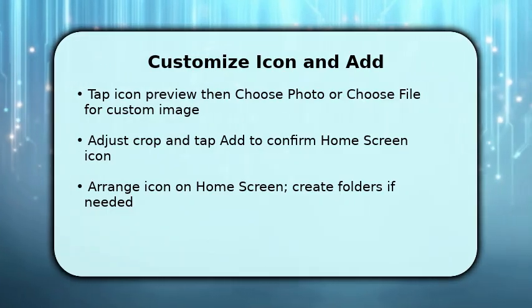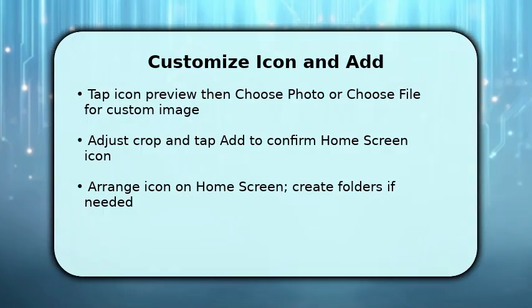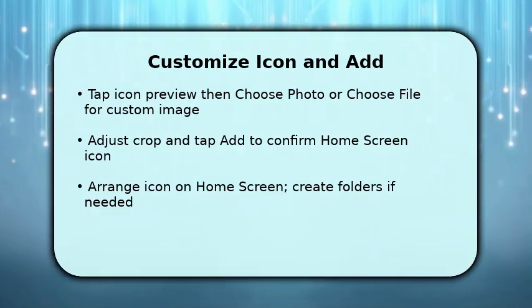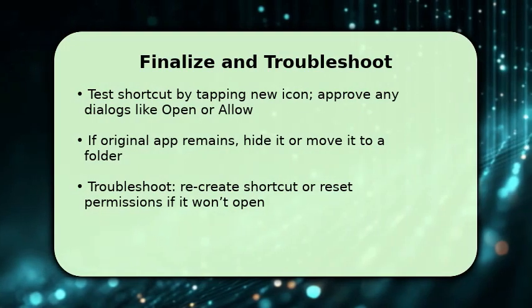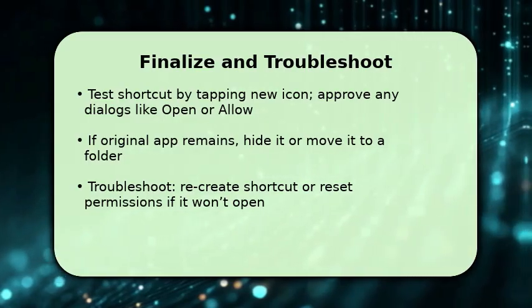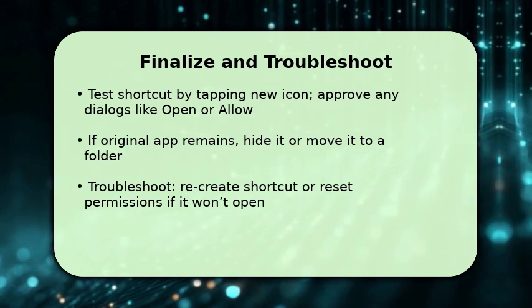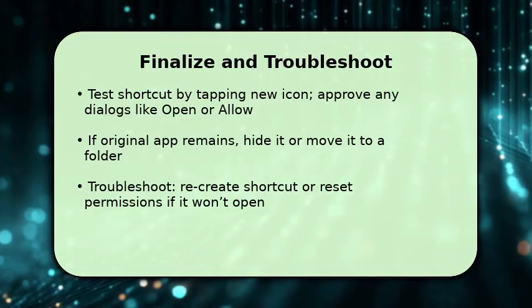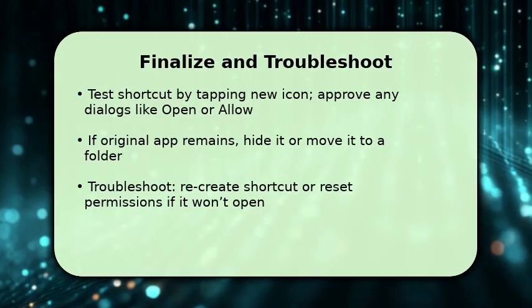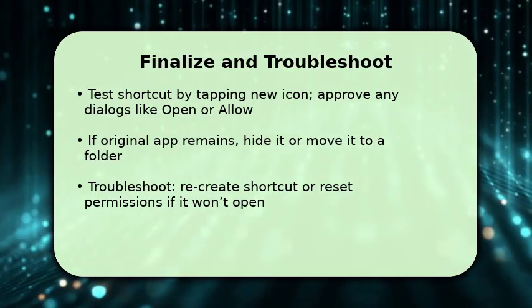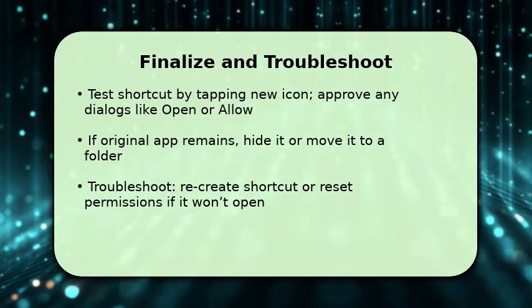You're not altering the original app. This shortcut simply launches it with a new appearance. Finish by tapping the new home screen icon to test it. You may be prompted to allow shortcuts to open the app. Tap Open. If you prefer, move the original app to a folder or second page so only the custom icon shows. If tapping the icon does nothing or launches shortcuts instead, recheck the Open App action, delete and recreate the shortcut, and verify Shortcuts has permission to run.